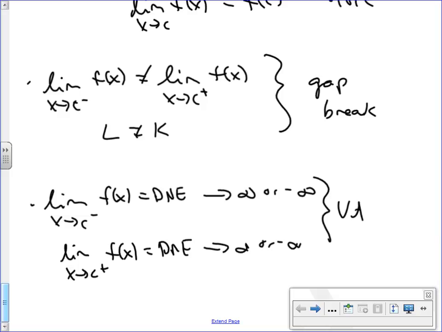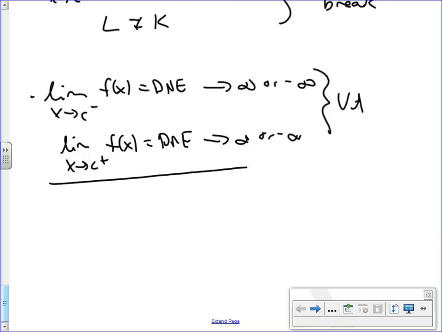Okay, and we're going to talk more about vertical asymptotes and these particular types of limits right here in section 3.5. All right, thank you very much.